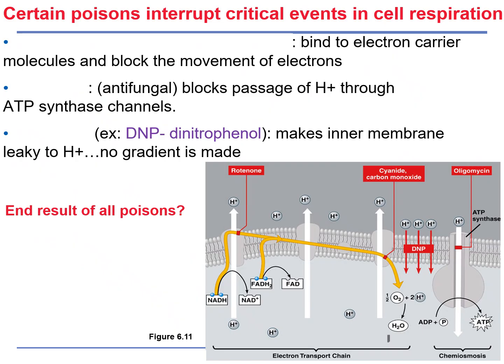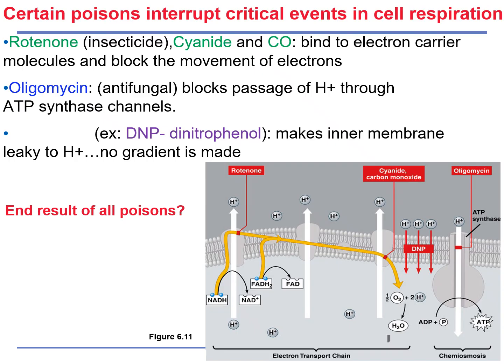Now, there are many poisons that work by interrupting the critical events in cellular respiration. For example, rotenone, which is an insecticide, cyanide, and also CO, which is carbon monoxide, bind to electron carrier molecules and block the movement of electrons.